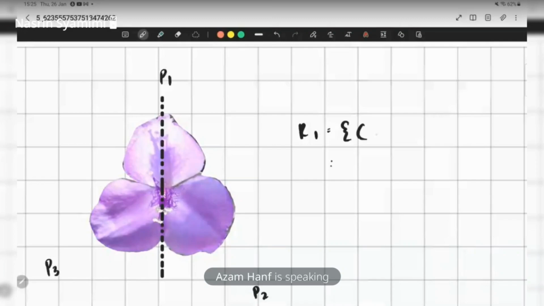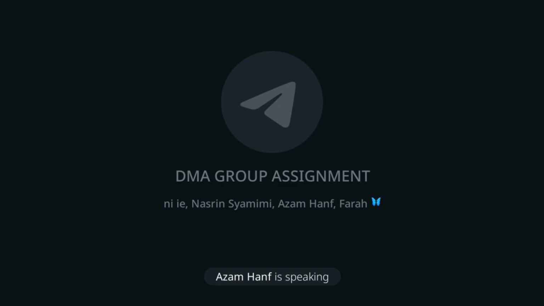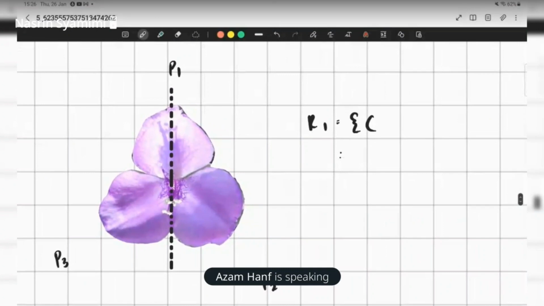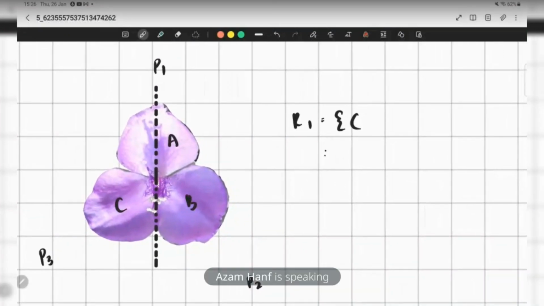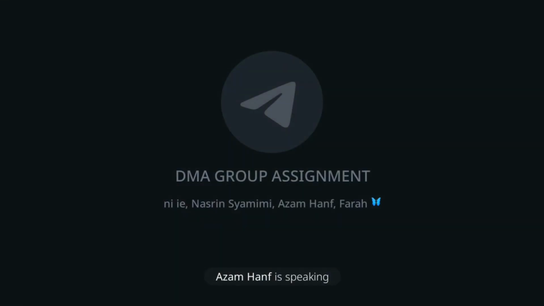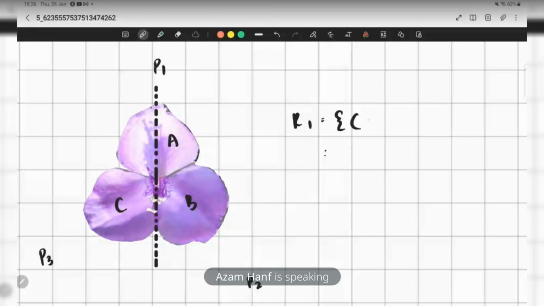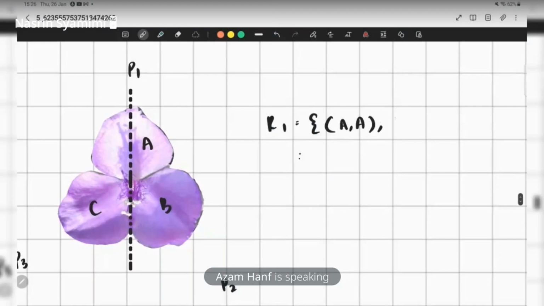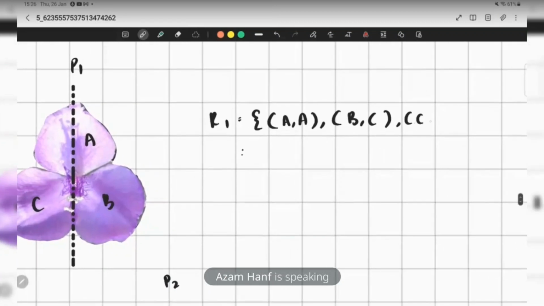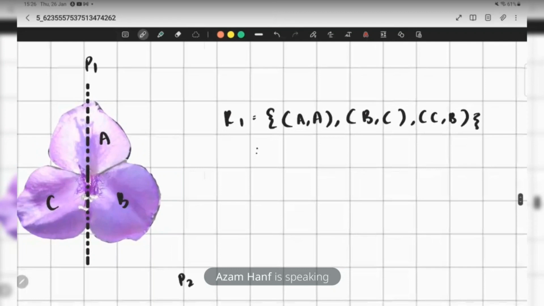Okay, the first thing we have to do is, since we have 3 petals on the flower, let us define each petal with an alphabet: A, B, and C. From the first symmetry line, when we fold the flower, we can see that the A petal will meet with its own petal, A meets A. We can also see the B petal will meet the C petal, B meets C, and of course C meets B.